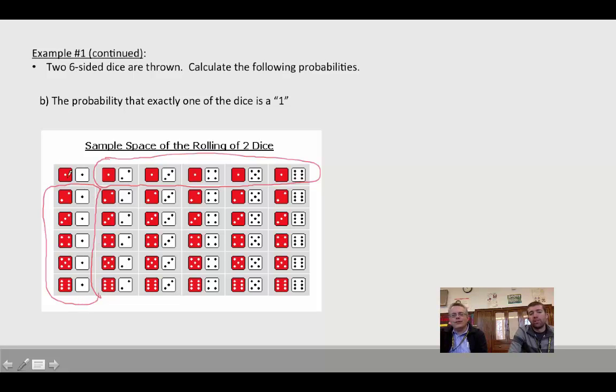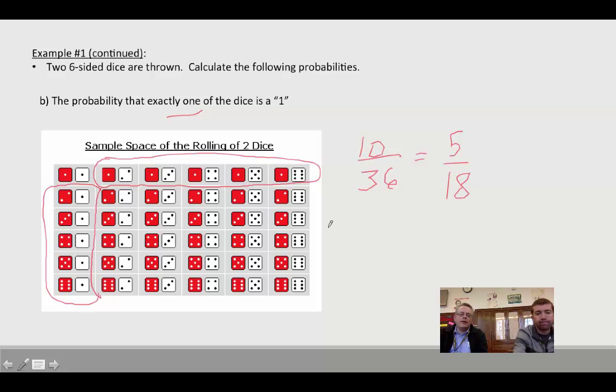The reason I didn't circle the top one is because we just want one die. That would be two, so that one doesn't count. So how many do we have? 5 and 5 is 10. So we'd have 10 out of our sample space of 36, which we can simplify down to 5 out of 18. A little bit less than a third of the time.